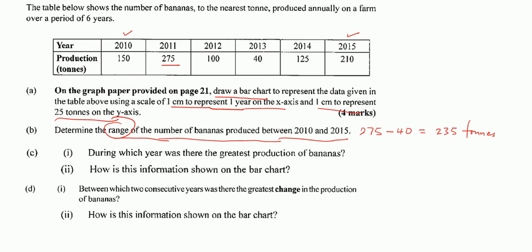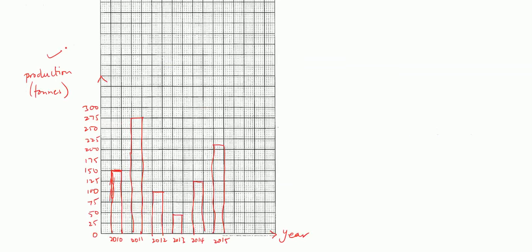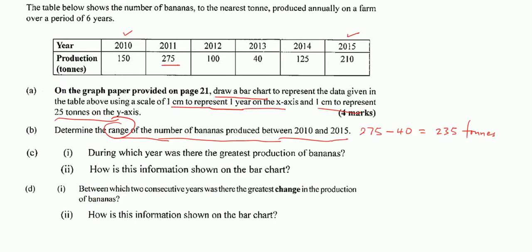Now they said, during which year was there the greatest production of bananas? How are we getting that? We can look at the bar graph, or we can just look at the numbers. The highest number here is 275, so the year that happened was 2011. How is this information shown on the bar chart? Well, it's simply the height of the bar for 2011.